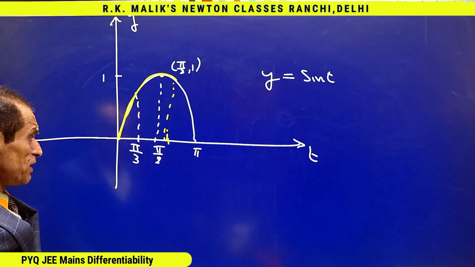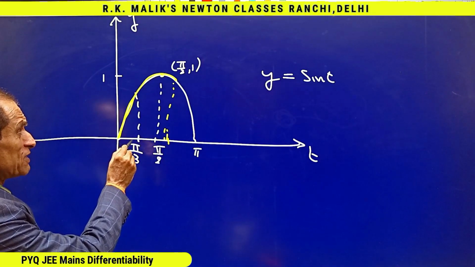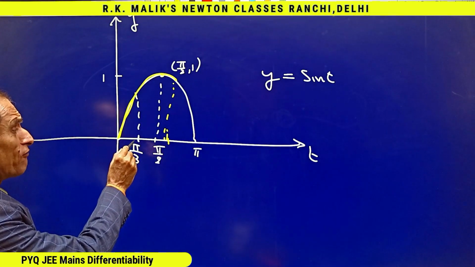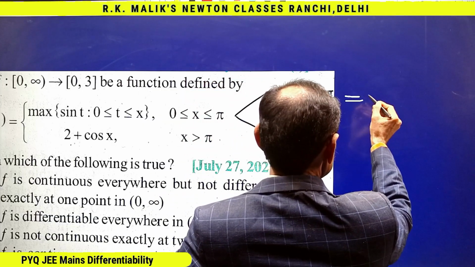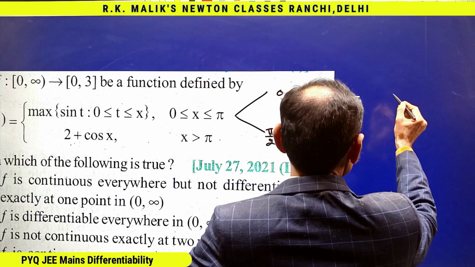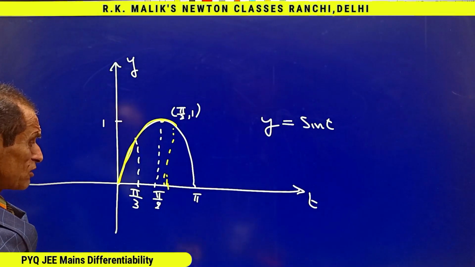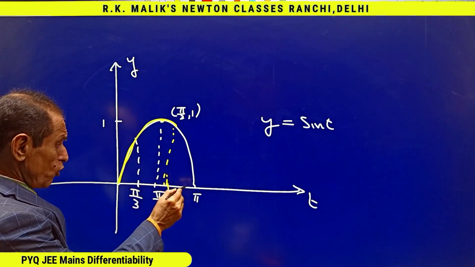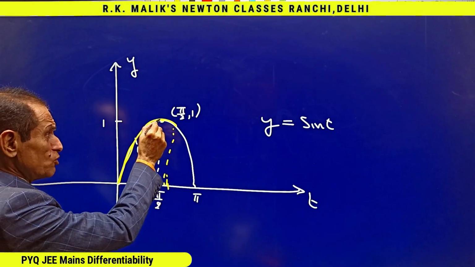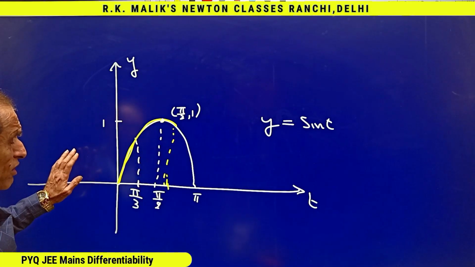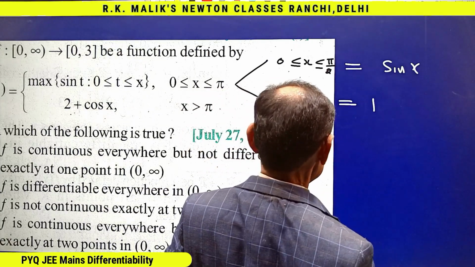As I just now explained, so far as x is less than pi by 2, the maximum value of sin t is always at x. Hence, in this case, the value of this will be sin x. And I told this thing also, if x has crossed pi by 2, as t varies from 0 to x, the maximum value of sin t will be 1 always. Hence, the redefined form will be 1.